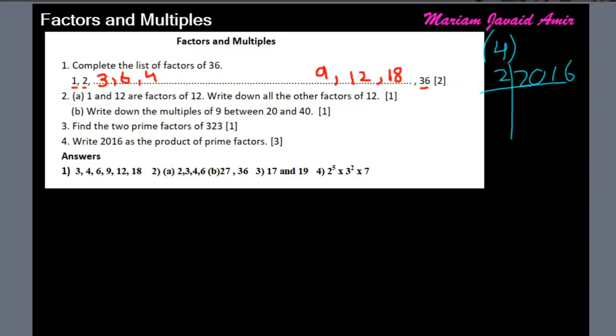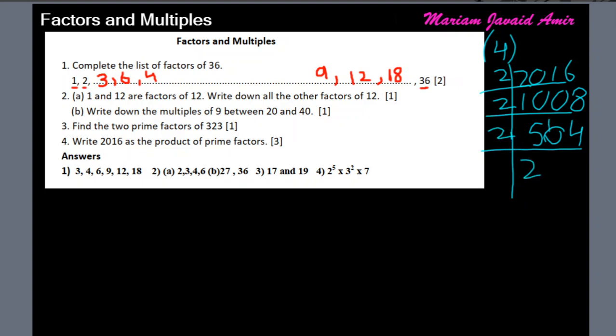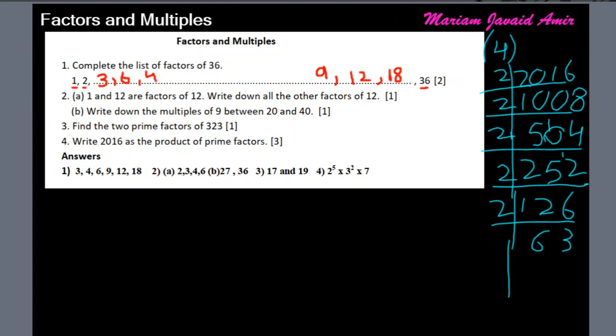So let's start with 2: 2 into 2016 is 1008. Then again use 2, so 504. Then again use 2, 252. Then again 2, this becomes 126. And then again 2 and 63. Now we can't divide with 2 anymore, so let's take 3: 3 times 21 is 63, and 3 sevens are 21, and then 7 ones are 7.